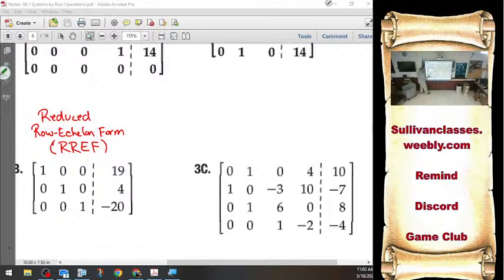We call it reduced row echelon form because not only have I eliminated this triangle of values, I also eliminated this triangle of values. And you nailed it. Equation 1, 2, and 3, but this is x, y, and z. Look at what it's saying. X is 19. 1y is 4. 1z is negative 20. Reduced row echelon form is the answer. So this is perfect.